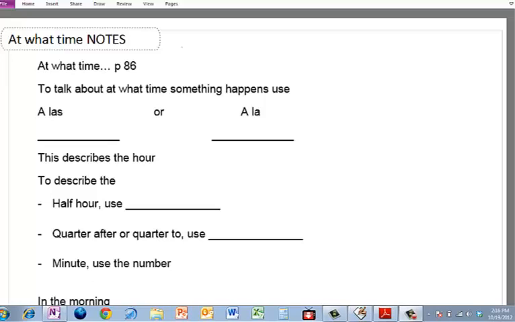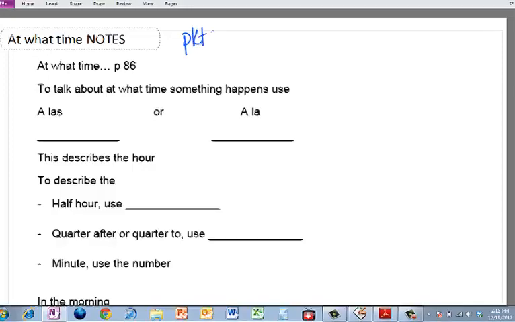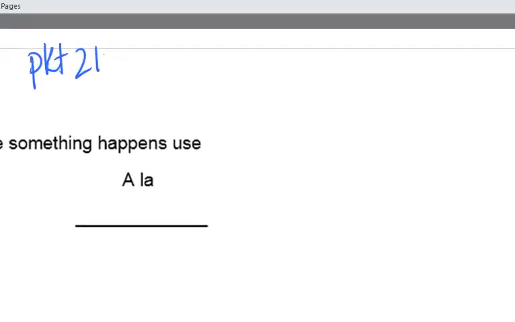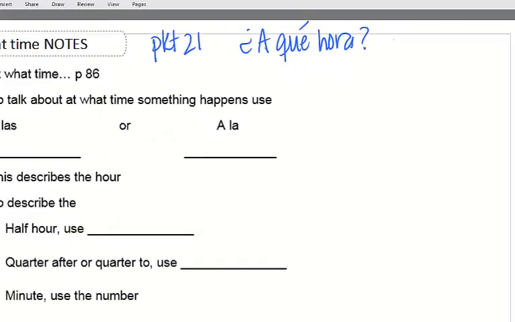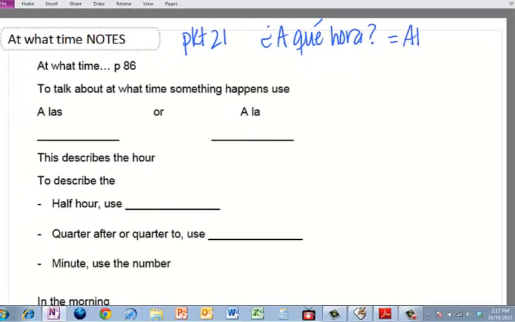Hola chicos, esta información está en los paquetes en página 21 y corresponde, it corresponds a la pregunta ¿a qué hora? ¿A qué hora significa at what time? At what time. También esta información está en el libro en página 86.